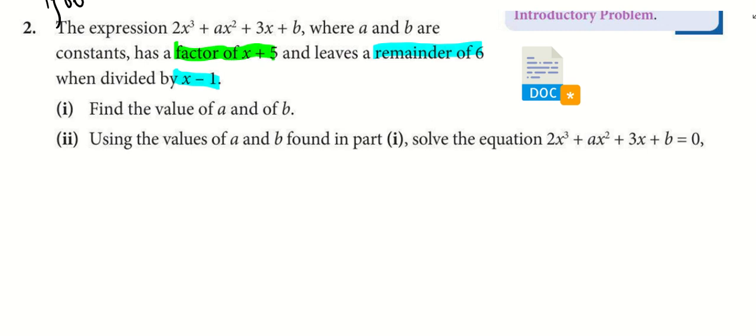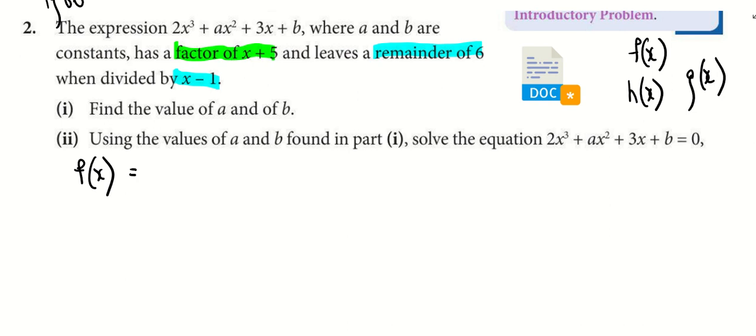I want to make use of these two pieces of information. It's not defined, so let us define first. I let f(x) be equal to the polynomial function first.